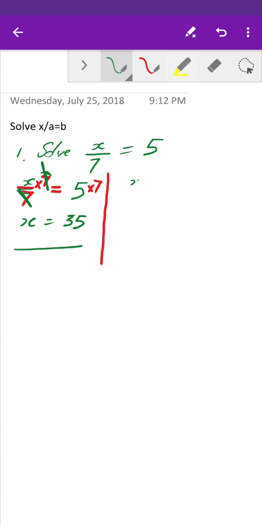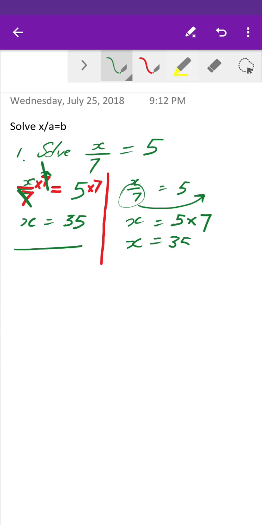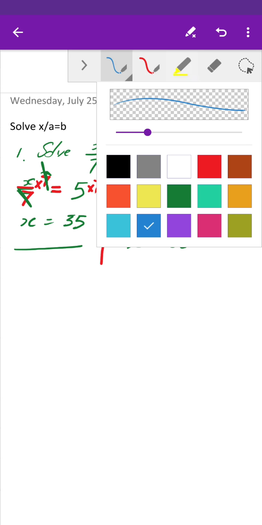Well, that way is fine. I actually like using a transpose method. So a divide 7 goes to the other side to be the opposite of divide, and the opposite of divide 7 is times 7. And so that's the transposing method. 5 times 7 is 35. Alright, so let's have a look at another one.